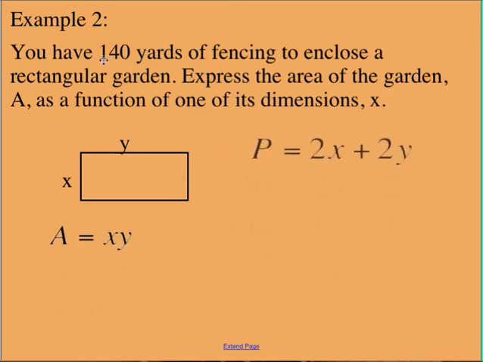So the first thing is talking about the perimeter. I said that you had 140 yards of fencing. This represents perimeter, not area. If it had been area, it would have been yards squared. So perimeter equals 2x plus 2y. So now I'm going to plug that 140 into the equation.